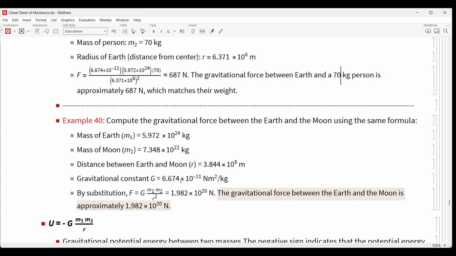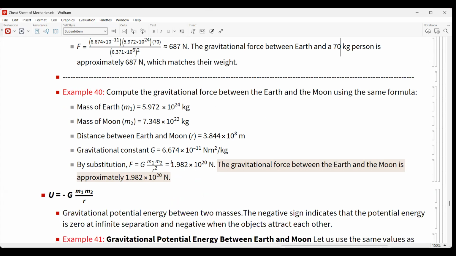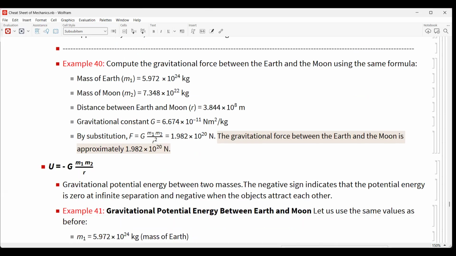Gravitational constant, 6.674 times 10 to the negative 11 Newton meter squared per kilogram squared. By substitution into this formula, we have 1.982 times 10 to the 20 Newtons. So the gravitational force between the Earth and the Moon is approximately 1.982 times 10 to the 20 Newtons.